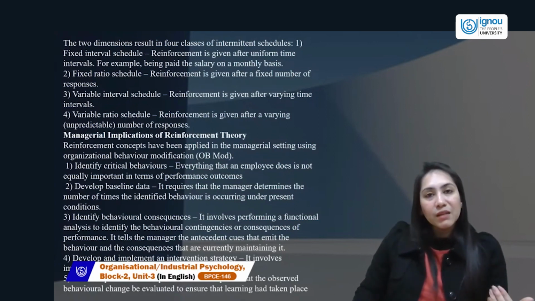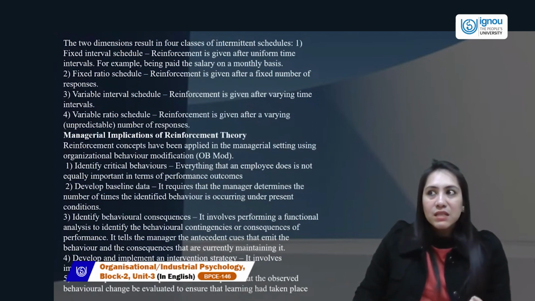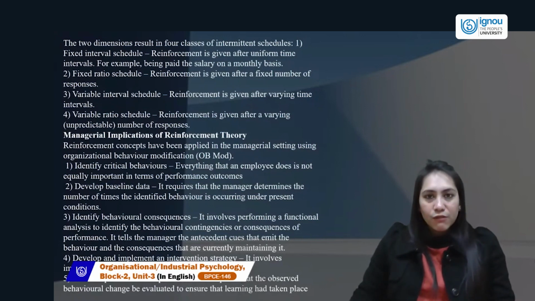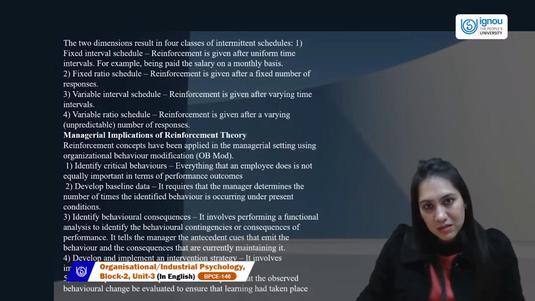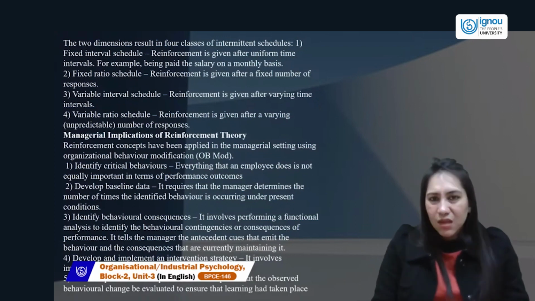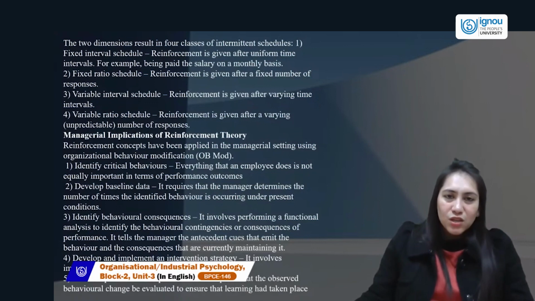Then develop and implement an intervention strategy, which means developing rewards for the right time, the right person, and the right kind of task. So you should not give the same rewards to everybody.